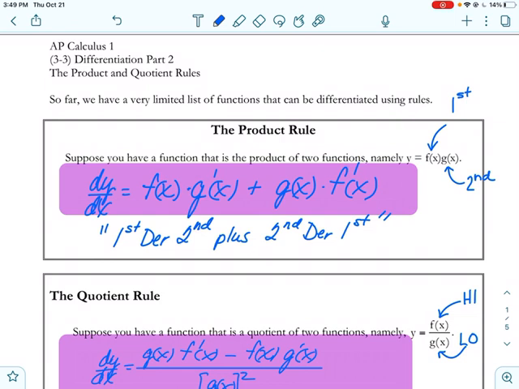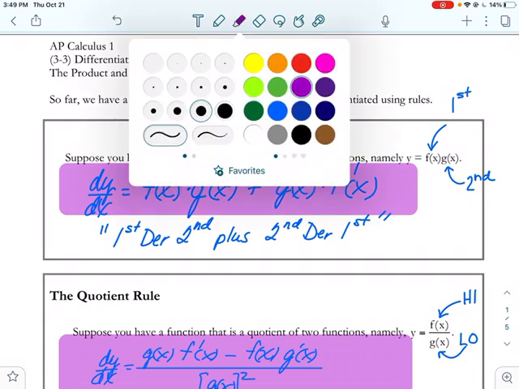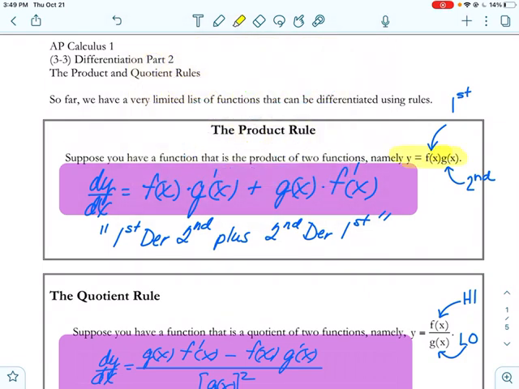Suppose you have a function that is the product of two functions, namely y is equal to f of x times g of x here. So in the product rule, we have dy/dx is equal to f of x times g prime of x plus g of x times f prime of x. So the quick way to remember that is that if you look at your function where f of x is the first function and g of x here is the second function, then you could say that first der second plus second der first would give you a way to mnemonically remember the derivative.